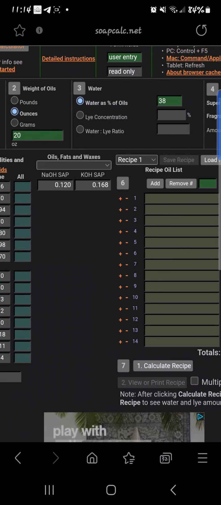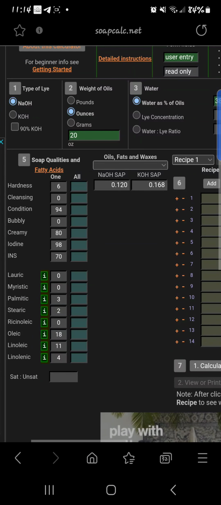Okay, so the next section of this calculator is soap qualities. The soap qualities basically tell you how hard the bar is going to be, how cleansing it's going to be, how conditioning it is, how bubbly it is, how creamy it is. Iodine, INS, and then the characteristics, which is the lauric, myristic, palmitic acid. We'll get into that in another video. If you look to the right of the soap qualities, it says oils, fats, and waxes. That's where you will choose the oils, fats, and waxes that you want to use in your formula.